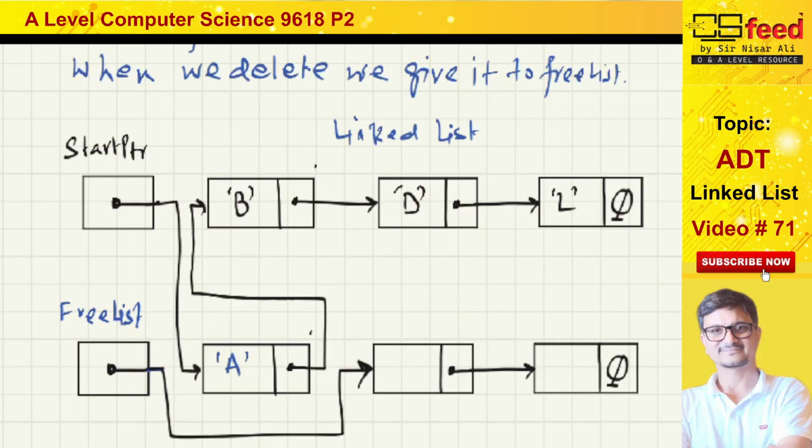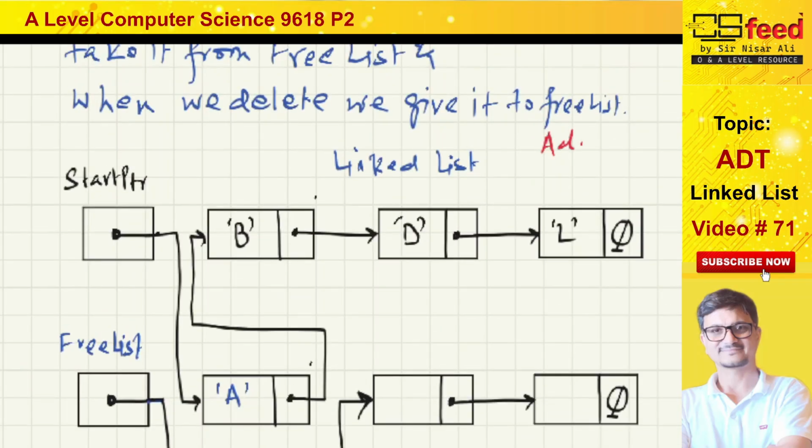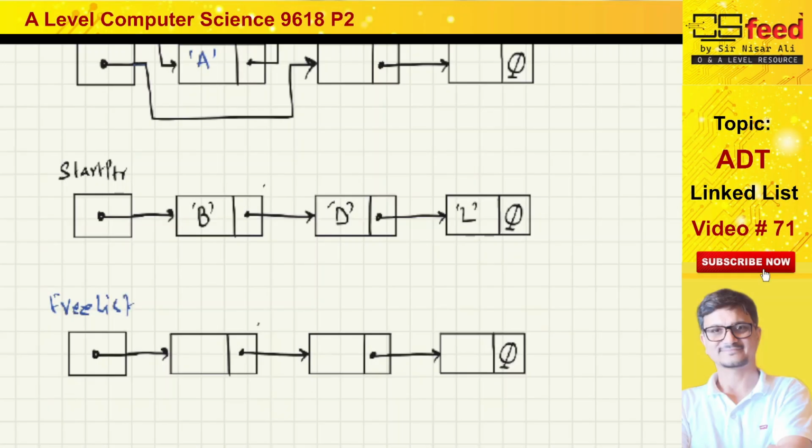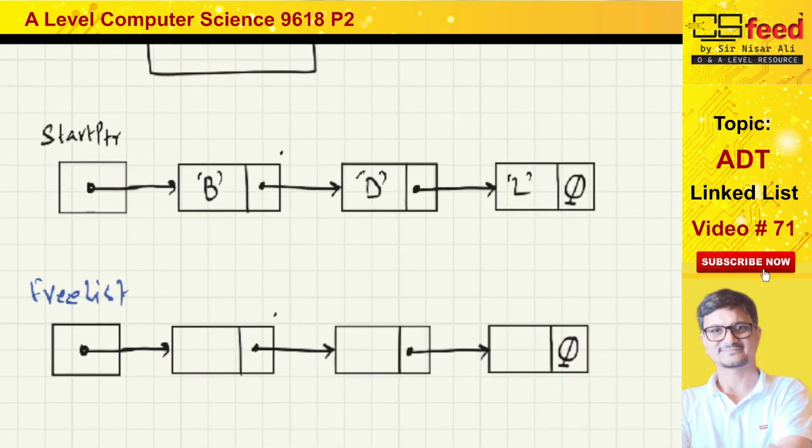What we did here is add a node using the free list. So you have seen how we added a node using the free list. All right. Now when we remove a node, where will that node go?